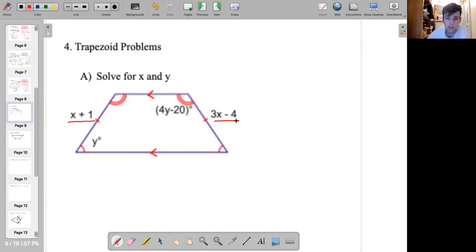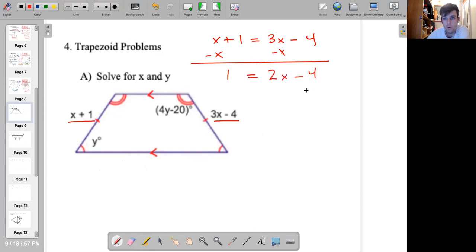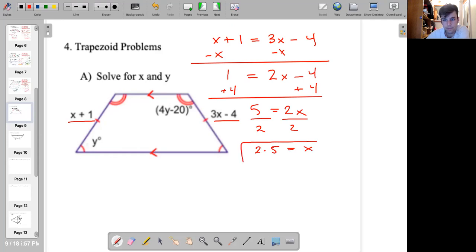So x is pretty easy. These legs are equal. Okay, I'm going to go ahead and subtract x on both sides. I get 1 equals 2x minus 4. I'll add 4 and get 5 equals 2x, divided by 2, and that's going to give me 2.5. All right, so x is pretty easy.